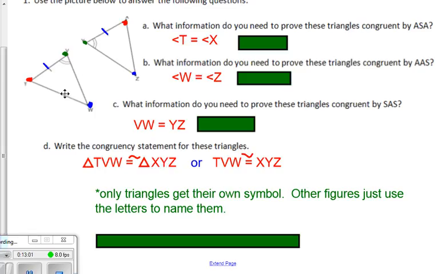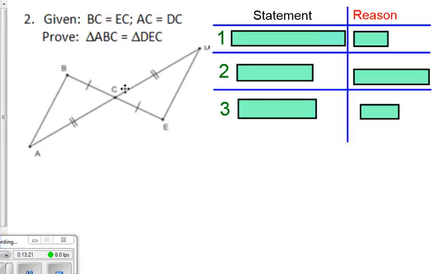Other figures, like if this had 4 sides to it, you would just name off the letters, and they wouldn't have the triangle. So you can simply say the letters, but many times you'll see it written with the triangle symbol in front of it, saying that these two triangles are congruent to each other. So here's a case of that.